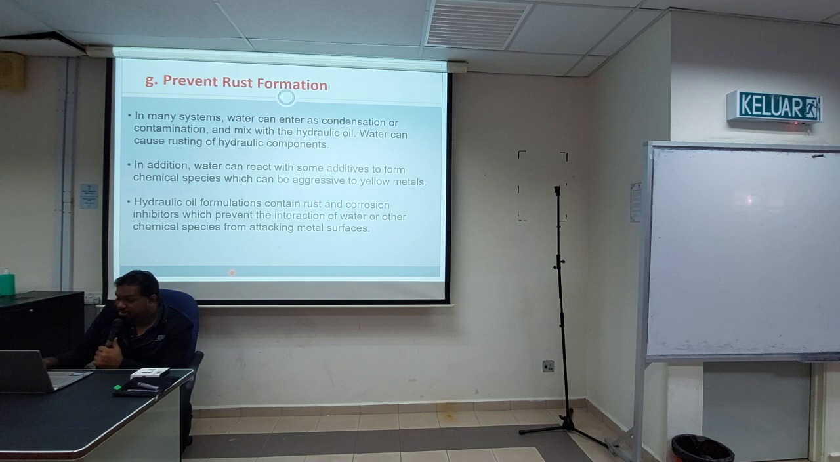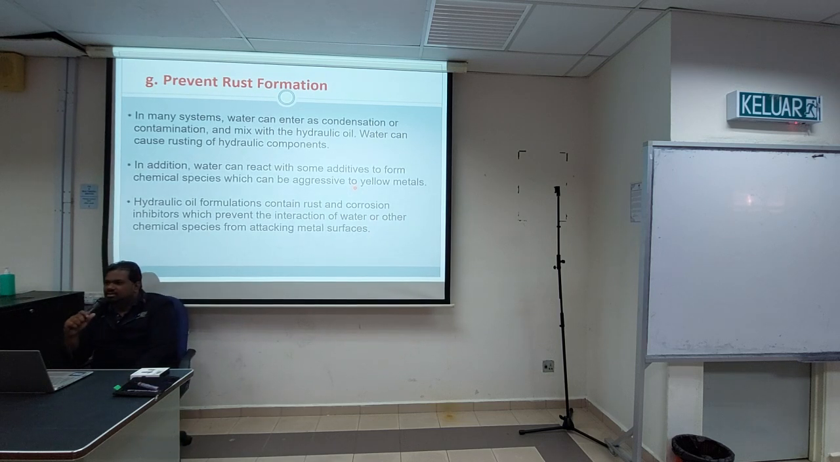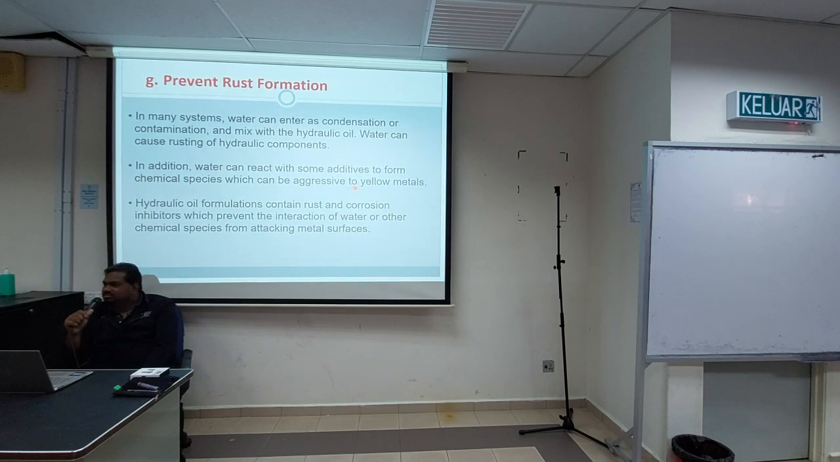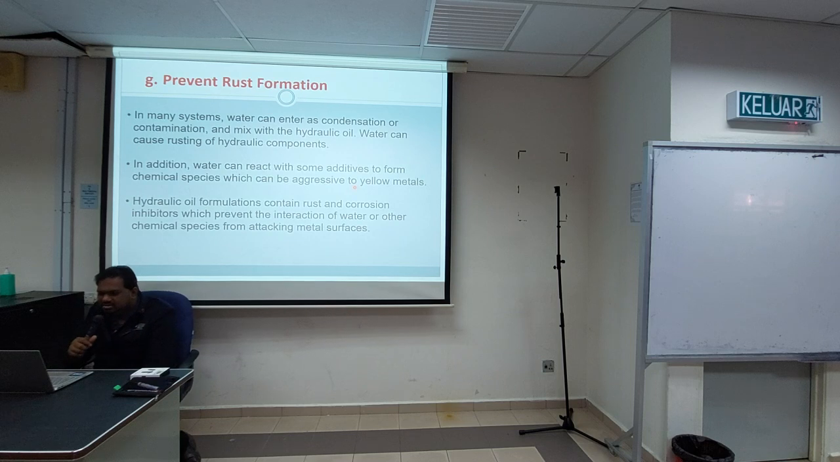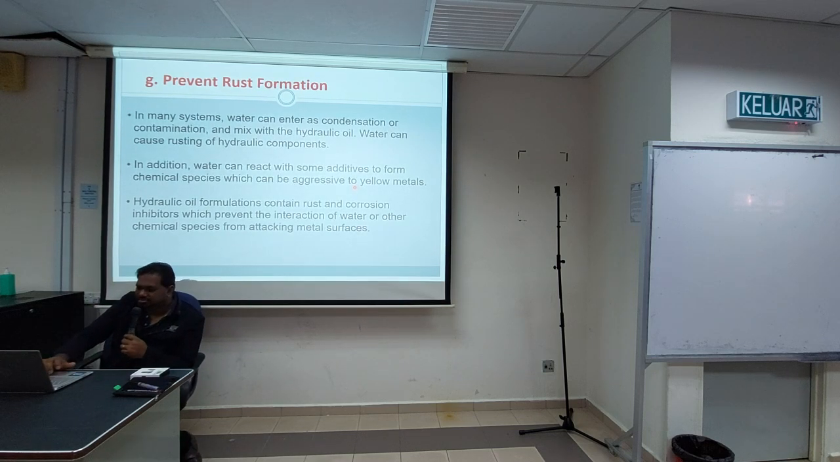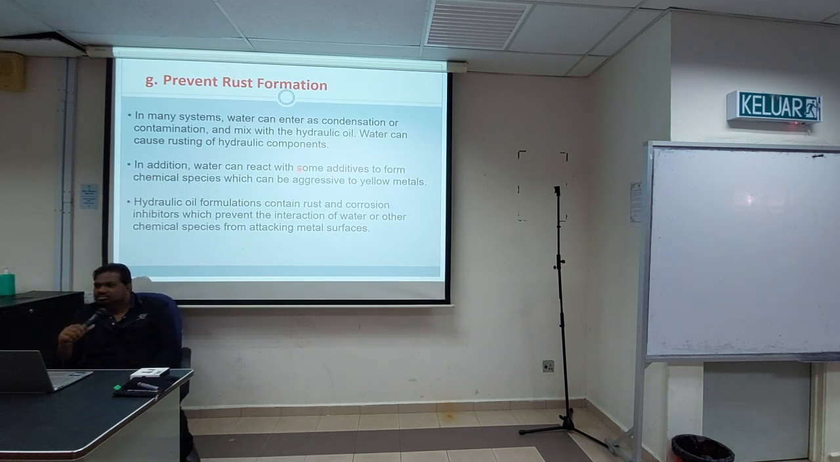Okay, prevent rust formation. So ni karat. Okay, so aggressive to yellow metal. Apa tu yellow metal? Siapa tahu yellow metal? Saya ada satu soalan kot yang ni dalam ad puzzle tu. Bagi tiga contoh. So yellow metal adalah apa-apa logam yang warna kuning lah. Yellowish metal. Apa yang selalunya warna kuning? Brass. Dalam bahasa Melayu apa? Brass. Selalunya digunakan untuk drum set.